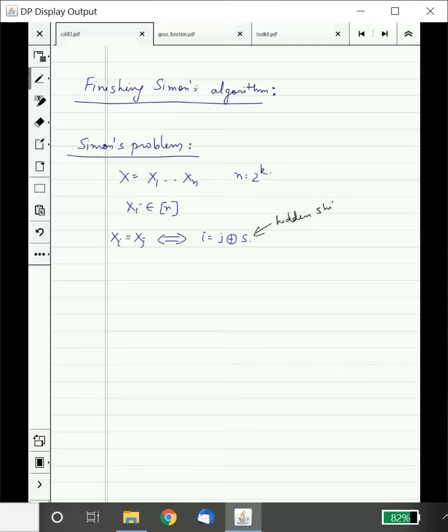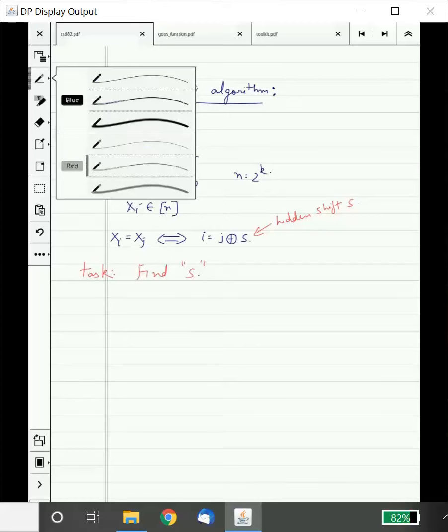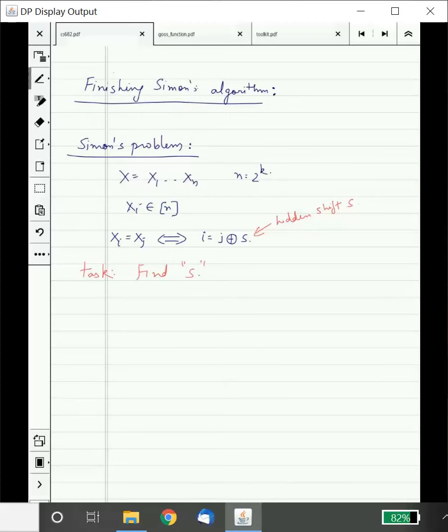Our task was to find s. This was Simon's problem. We looked at an algorithm for it which looked very much like Deutsch-Jozsa or Bernstein-Vazirani, but became different in the end.